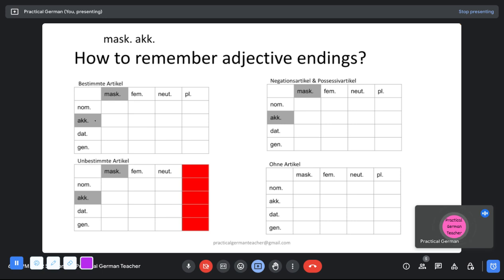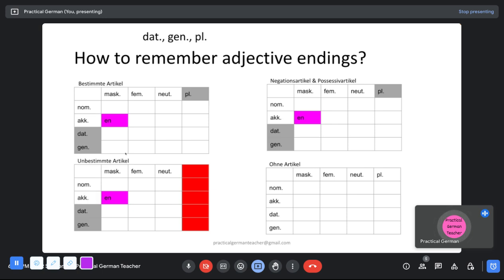So masculine accusative. Okay, remember this. Masculine accusative, it is n. How do you remember this? What is the definite masculine accusative article? Den, right? There is nominative masculine der, and masculine accusative will be den. So remember this, it is n. Okay, masculine accusative. Then what about dative, genitive, or plural?